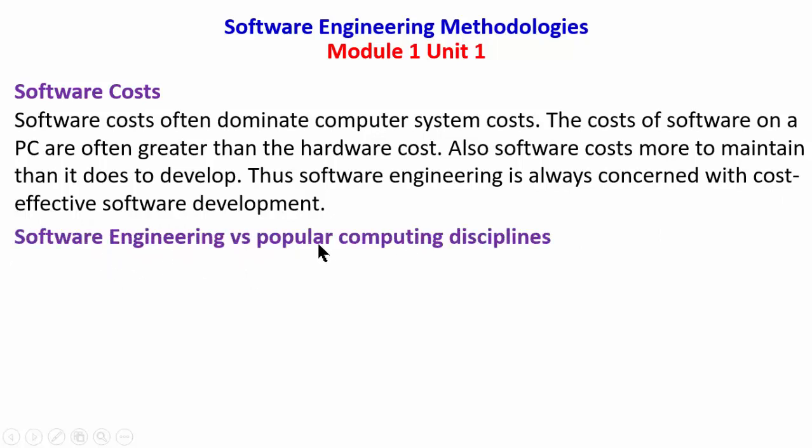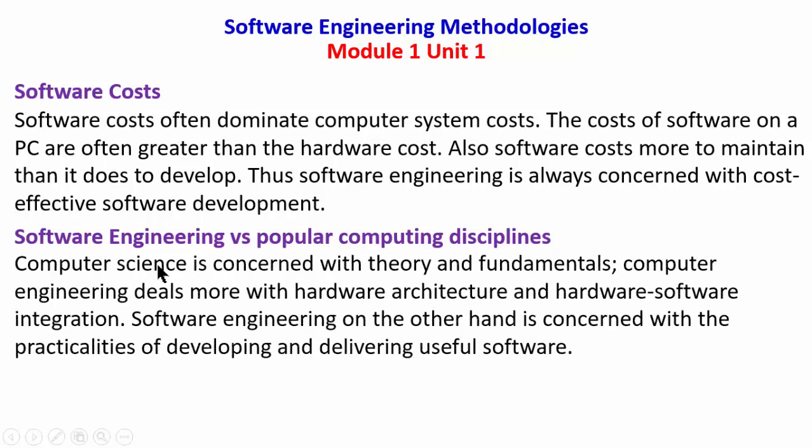Software engineering versus popular computing disciplines. Computer science is concerned with theory and fundamentals. Computer engineering deals more with hardware architecture and hardware-software integration. Software engineering, on the other hand, is concerned with the practicalities of developing and delivering useful software.